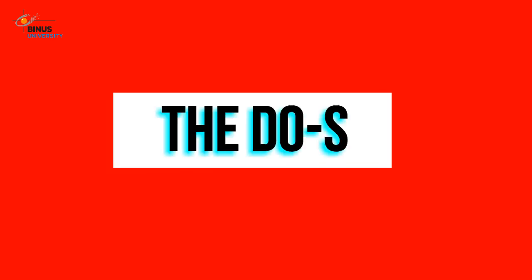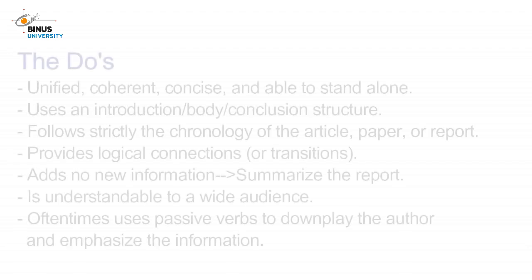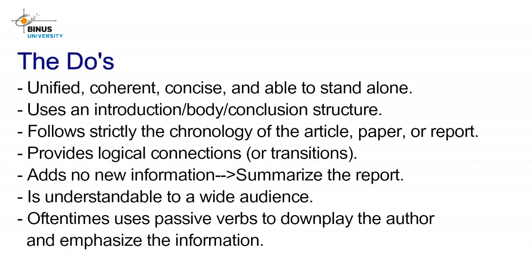Now, let's learn about what you can do when making an abstract. So the first step is well-developed paragraphs that are unified, coherent, concise, and able to stand alone. You also need to use an introduction, body, and conclusion structure, which presents the article, paper, or report's purpose, result, conclusion, and recommendation in that order.